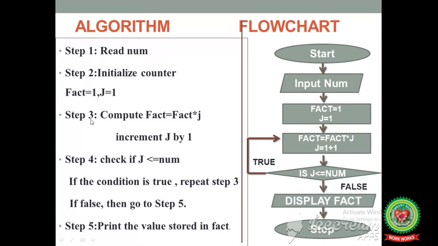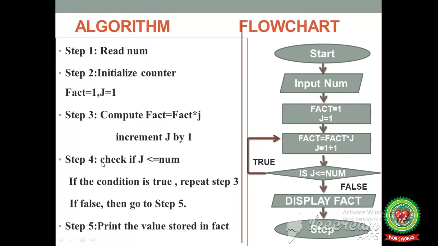Now step 3 in algorithm, compute fact is equal to fact multiply j. Here we have to calculate the value of fact. How? Value of fact multiply by value of j, and after that the value of j is increased by 1. Now move in flowchart, draw the flow line and draw the processing box. Here we will compute the value, so that we will draw processing box. Fact is equal to fact multiply by j, and j is equal to j plus 1. It means we have to increase the value of j by 1.